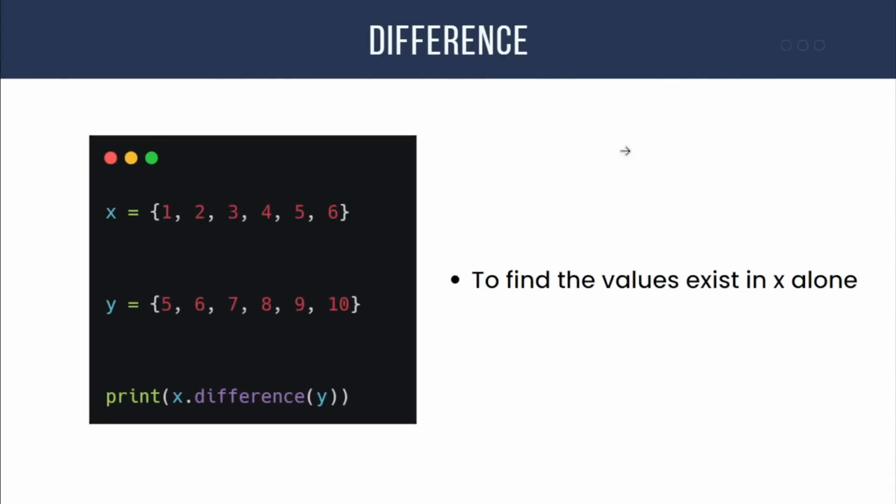So next one will be difference. If you are having two different sets, and if you want to find what is the difference between them, which means if I'm having 6 elements in X, and in Y I'm having 6 elements, what are the unique values present in X alone? Okay, if I need that, I can call this dot difference. So it will give me the difference present in X. So we'll try to do this.